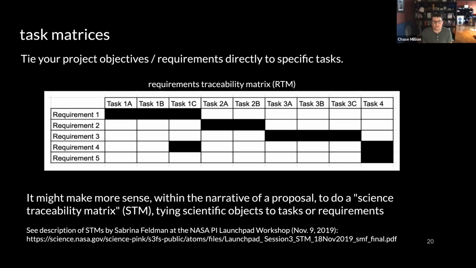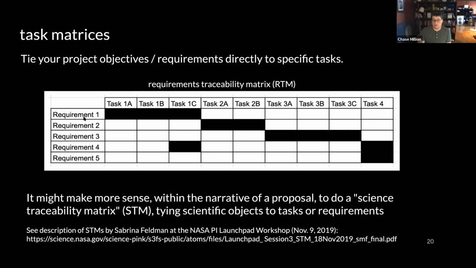So the first artifact is something called a task matrix. This just ties objectives to requirements. You can do something called a science traceability matrix that ties requirements to scientific questions, or tasks to scientific questions. It looks like this. This is obviously just a mock-up of this kind of idea.